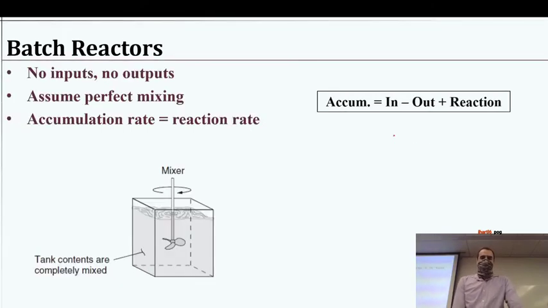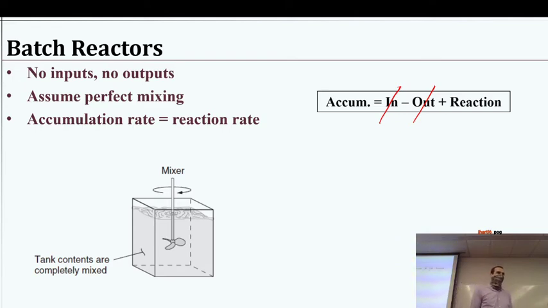Okay, so batch reactors. These are very convenient for lab studies because when we take a look at it, we have no inputs and no outputs. That means that in our equation, we have no input and no output. So then we're left with accumulation is equal to the reaction term. Usually what we're going to end up with is accumulation in some volume is equal to the reaction in that same volume. And it just becomes nice and simple, nice and neat. And we can use this approach to study specifically the kinetics of that reaction.